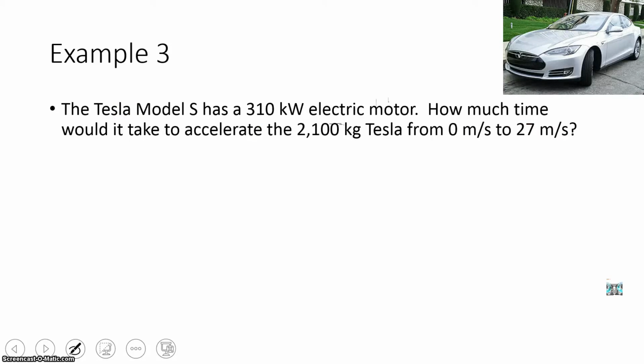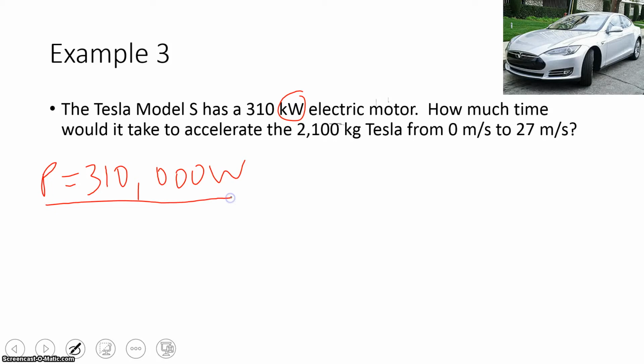All right, third example. This is a fun one. The Tesla Model S. That's an all-electric car, the fastest production electric car. It has a 310 kilowatt electric motor. Kilowatt, KW, stands for kilowatt. Kilo means 1,000. So the power of that motor is 310,000 watts. Wow, that's a lot.